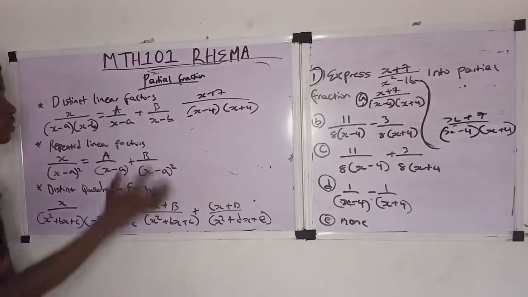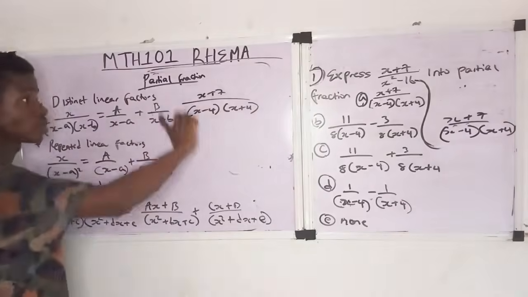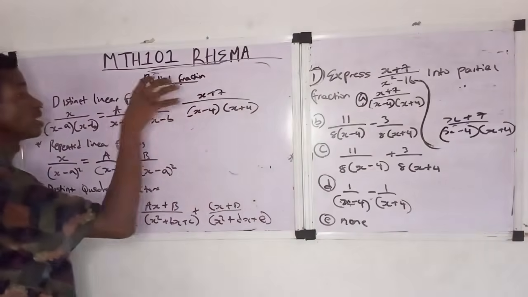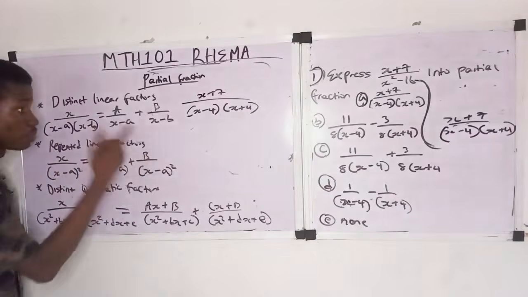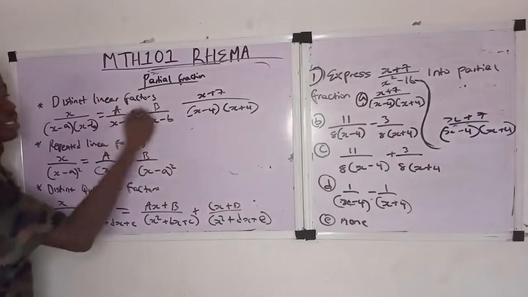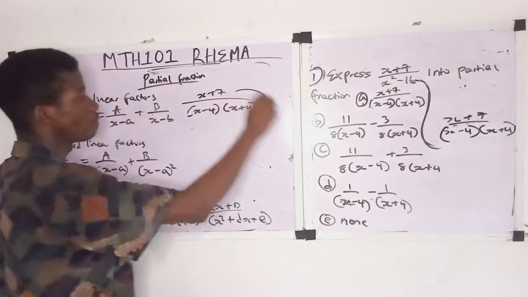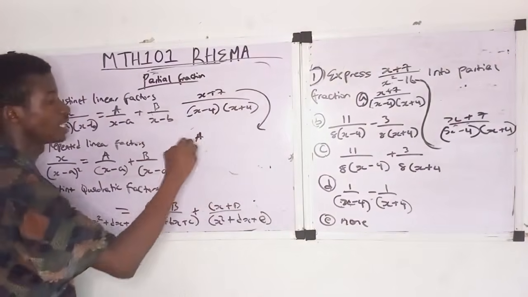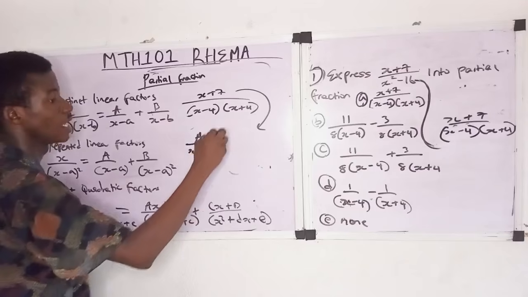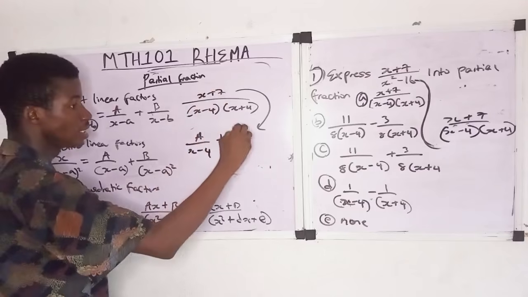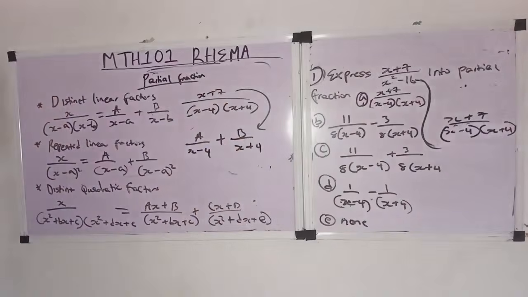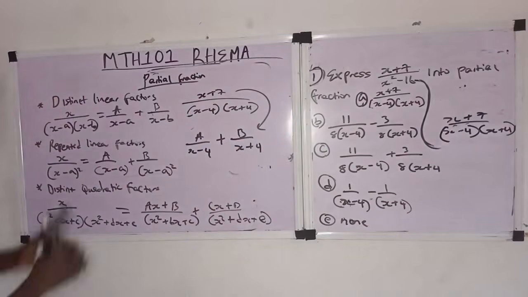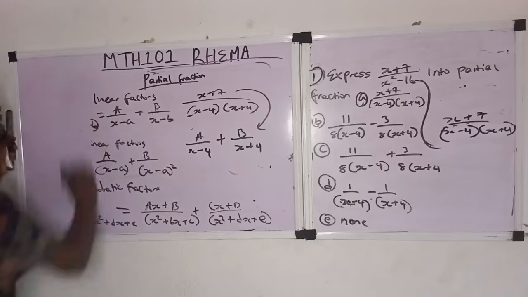For this linear factor, when we decompose, we usually put a over the denominator. Now if you look at this, we decompose it to be a divide s minus 4, then plus b divide s plus 4, right? So let me clean here. I'm coming.